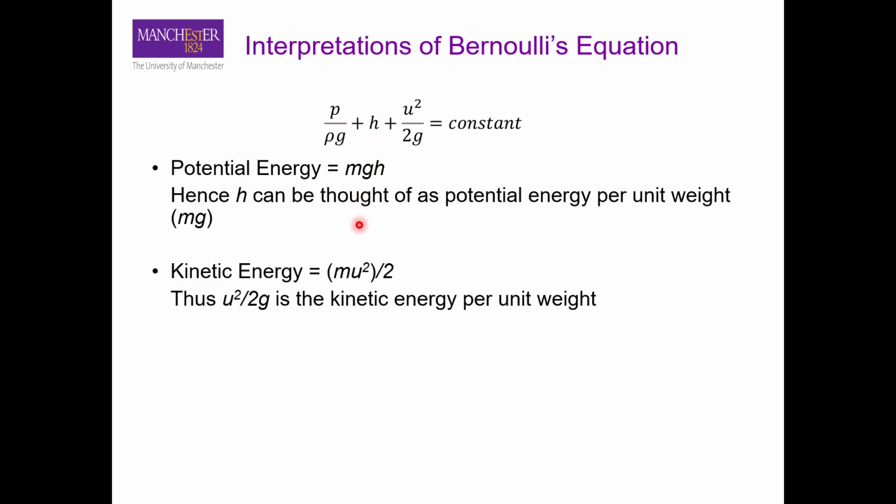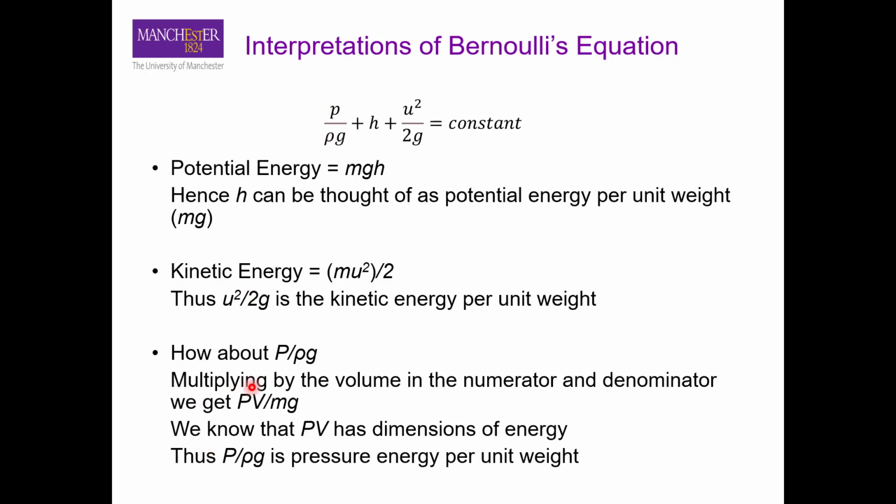Okay. Similarly, if you look in terms of kinetic energy, you have half m u squared, and if you divide it by m and again by g, for example, you have u squared over 2g. So it will become again kinetic energy per unit weight. Okay. And similarly, you have the last term, that is P over rho g, and that is a little bit less obvious to understand.